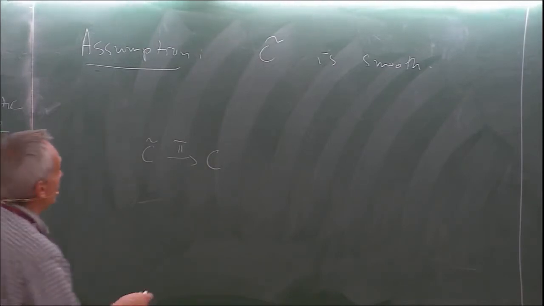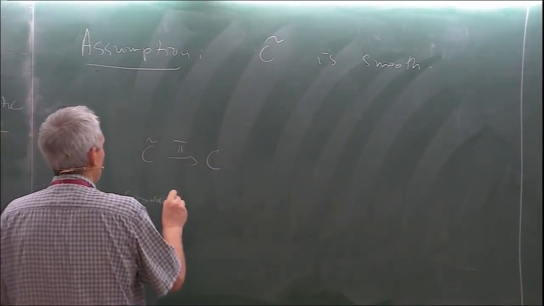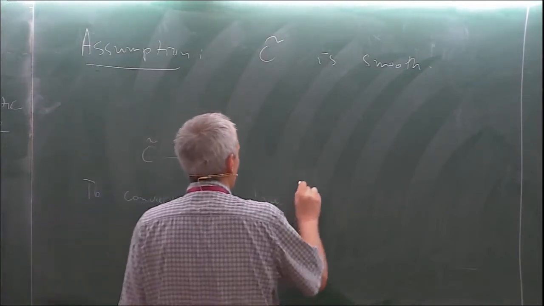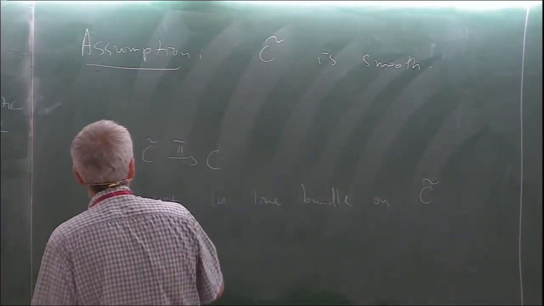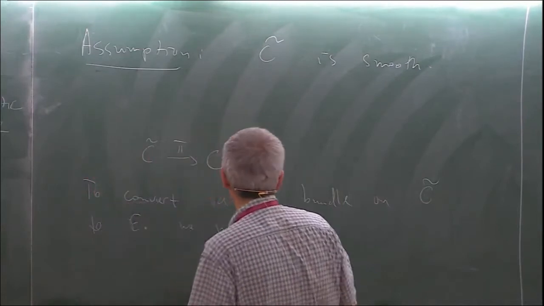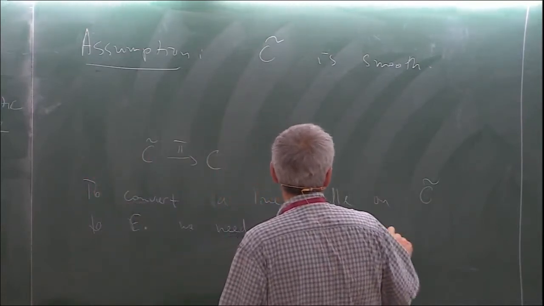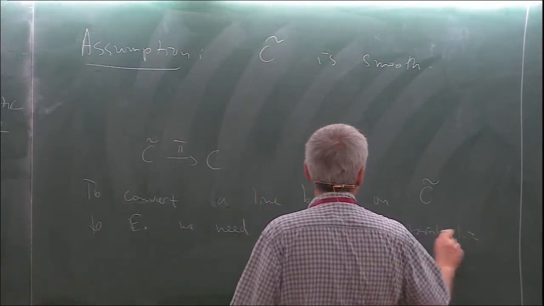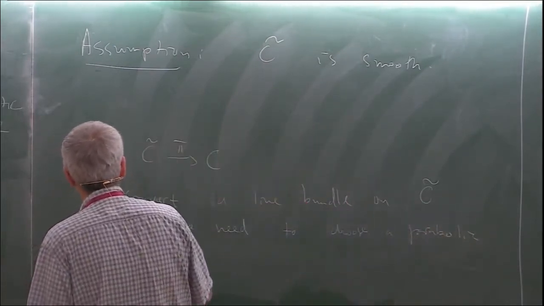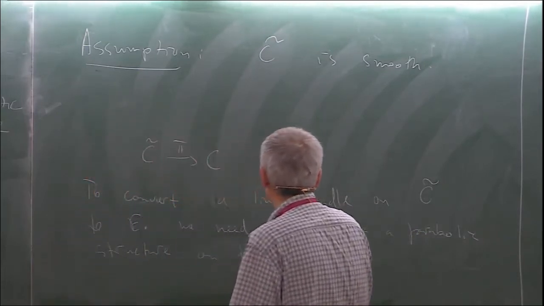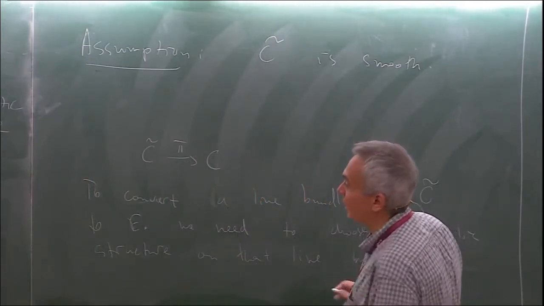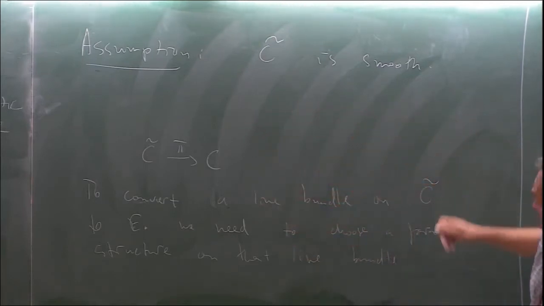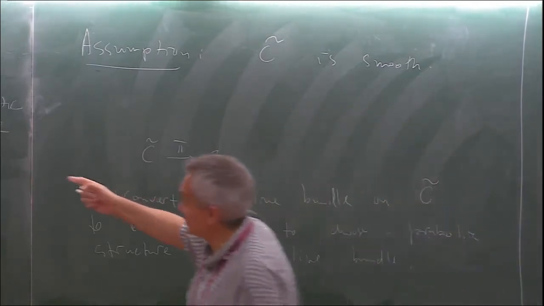So to convert a line bundle on C tilde to E dot, we need to choose a parabolic structure on that line bundle. So this actually is a real choice at the 5 points. Yeah, so this is a real choice. It has to happen at some points upstairs that map to the 5 points that we have.